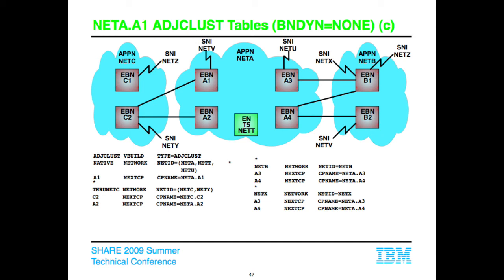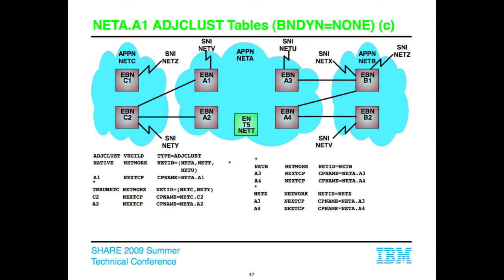All right, what would we do if we want to get to the net B network? Remember, we're at A1, and we're trying to get into the net B network. The only way that A1 can send requests over to the B network is by sending them through his peer border nodes. So he would put A3 and A4 in there. That is the net B net ID table.